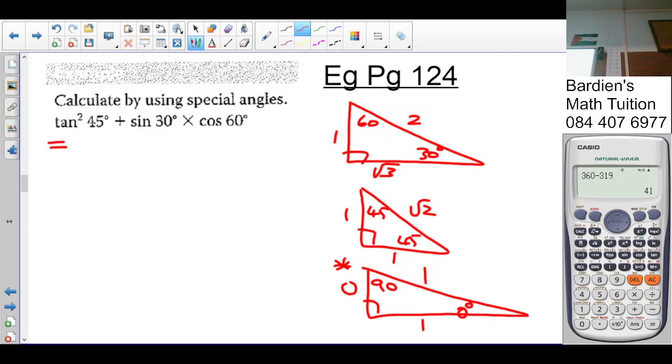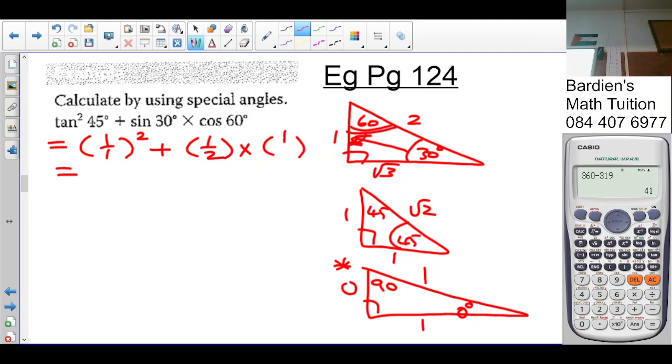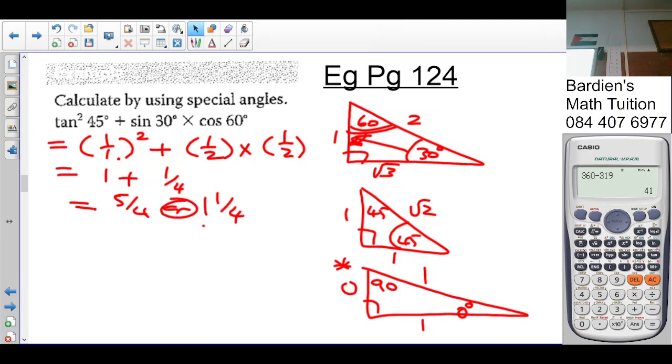Okay, so let's look at this quickly. Tan 45 squared plus sine 30 times cos 60. So tan 45, tan is opposite over adjacent, so it's 1 over 1. Sine of 30, opposite over hypotenuse, so it's 1 over 2. Cos of 60, cos is adjacent over hypotenuse, so it's 1 over 2. So the 1 over 1 is 1, and 1 squared is 1, plus half times half is a quarter. So that's going to be 5 over 4 or 1 and a quarter. Alright, you guys understand? Any confusion there?